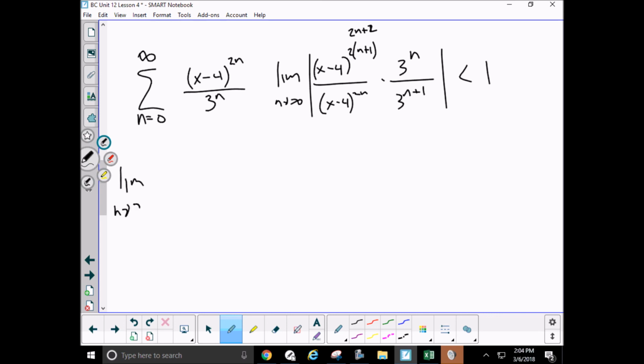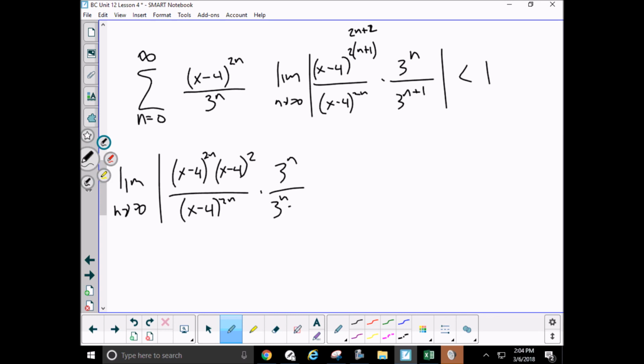Rewrite it as x minus 4 to the 2n times x minus 4 squared over x minus 4 to the 2n times 3 to the n over 3 to the n times 3. That has to be less than 1. Cancel, cancel, cancel, cancel. We have this. Limit as n approaches infinity. Don't have any n's, so we've just evaluated the limit. The absolute value of x minus 4 squared over 3. That has to be less than 1.